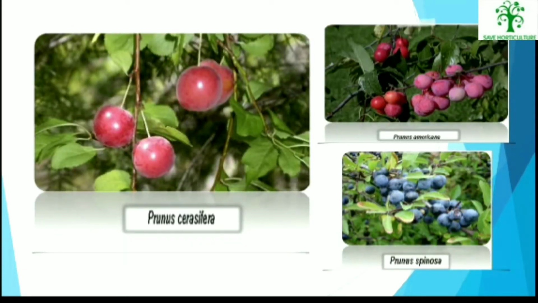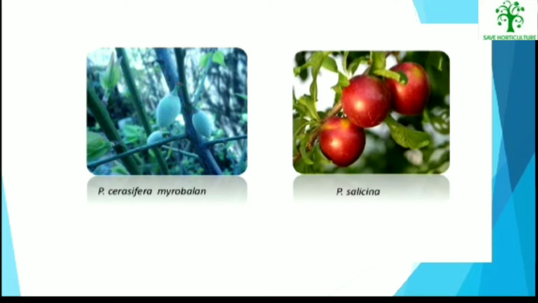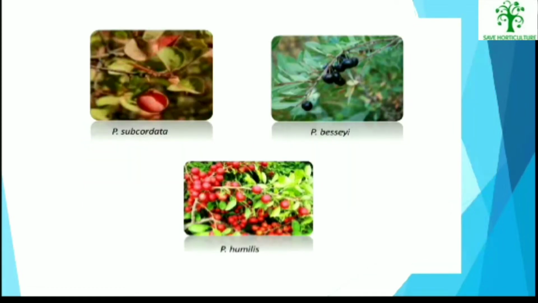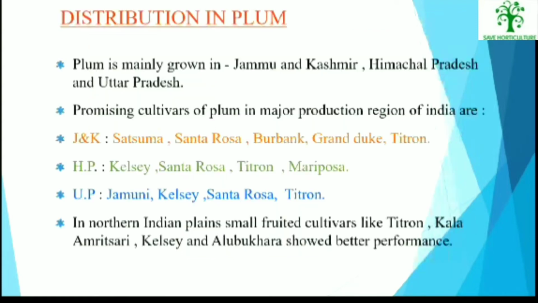Here are pictures of the Prunus species: Prunus cerasifera, Prunus spinosa and Prunus americana. Prunus cerasifera, Myrobalan, and Prunus salicina, commonly called Japanese plum. Some more species of plum shown are Prunus subcordata, Prunus (unclear) and Prunus humilis.